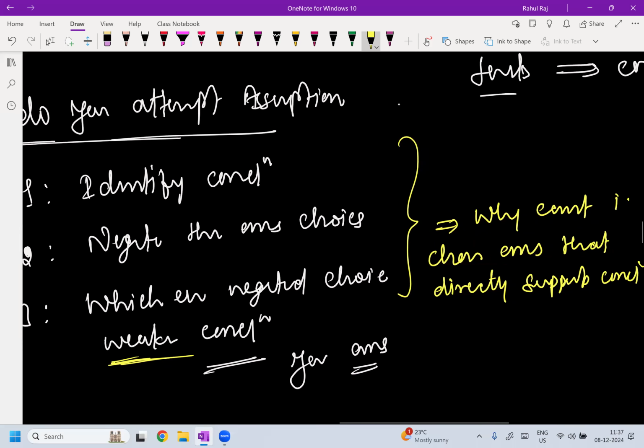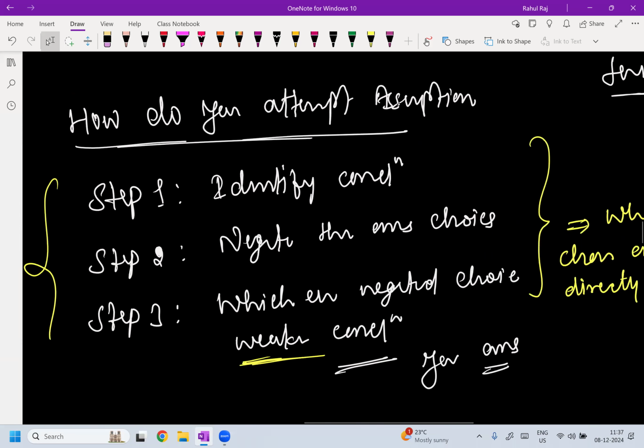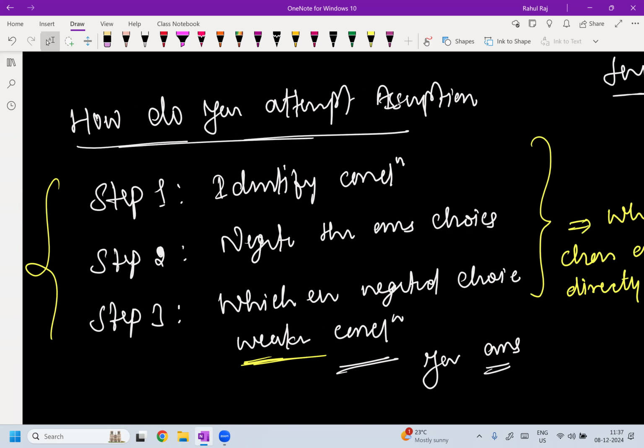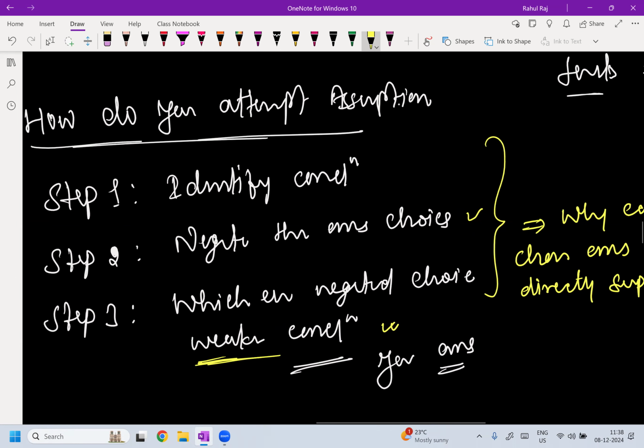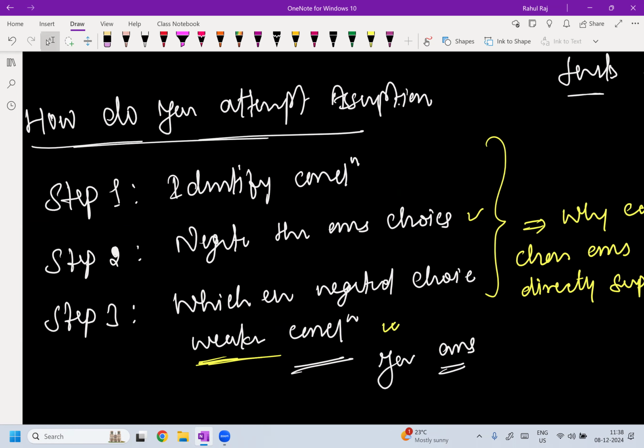Why can't I choose the answer that 100% supports the conclusion? Why the hell should I do this, Rahul? You just told me that assumptions are hidden facts, facts support the conclusion, so assumptions support the conclusion. You gave me a logic that assumptions are the backbone of an argument, and then again you are asking me to negate the answer choice and see whichever negated choice weakens the conclusion. After all, there is a very evident question: why can't I choose the answer that directly supports the conclusion? Am I right?